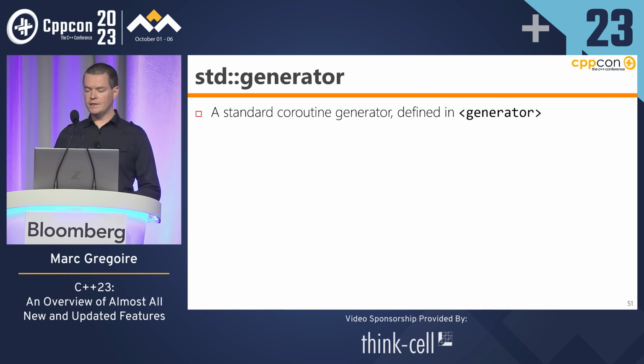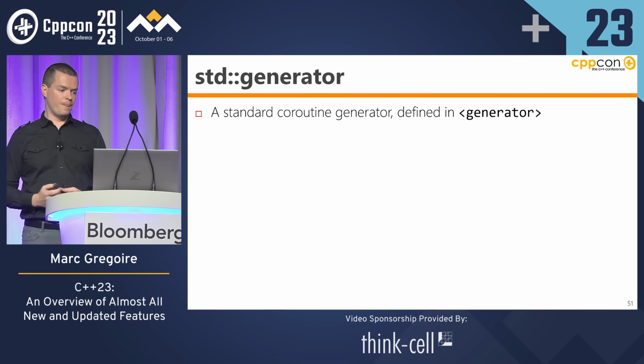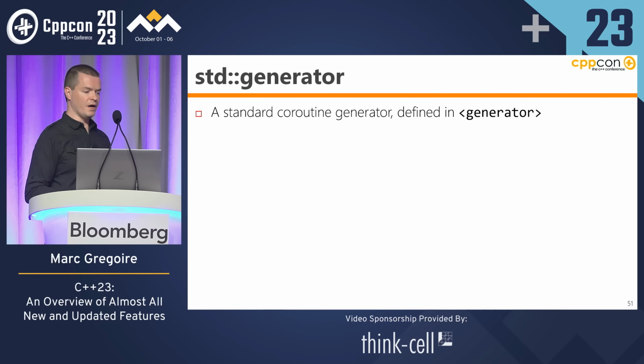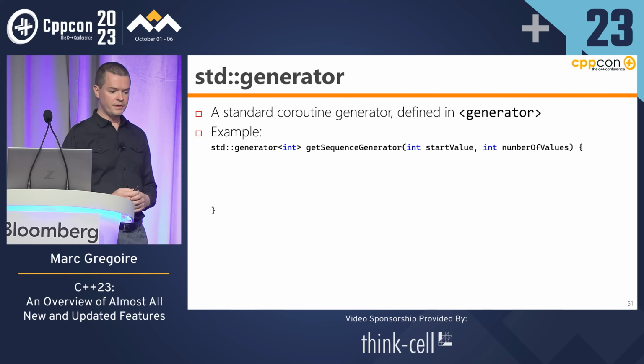Stud generator is a standard coroutine. Writing your own coroutines is difficult. C++20 didn't provide any higher level coroutines, so now in 23 we do have one, which is generator.